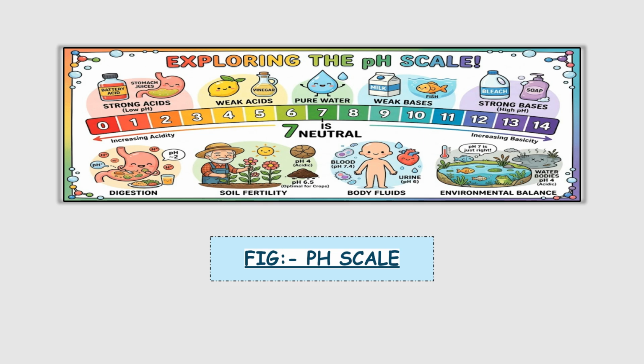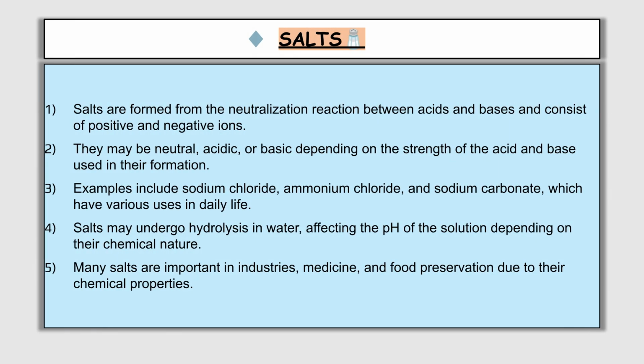Salts are compounds formed from the neutralization reaction between acids and bases, consisting of positive and negative ions. They can be neutral, acidic, or basic. Common examples include sodium chloride and sodium carbonate. Salts can undergo hydrolysis, affecting solution pH. They are important in industries, medicine, and food preservation.